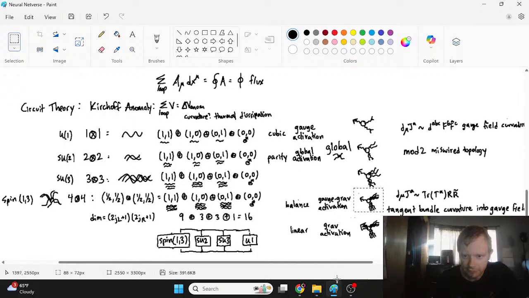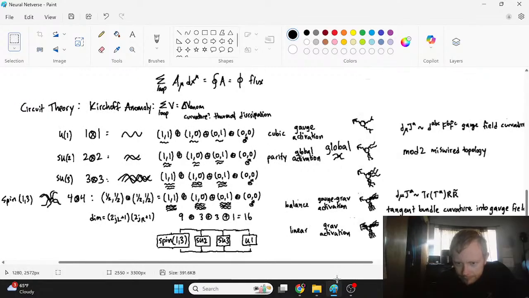So there it is. This is going to be our gauge gravity activation. Essentially, this is the tangent bundle curvature into the gauge field. So there's curvature that's coming from space-time or something, and it's curving into the gauge field. It's hard to really visualize this stuff.